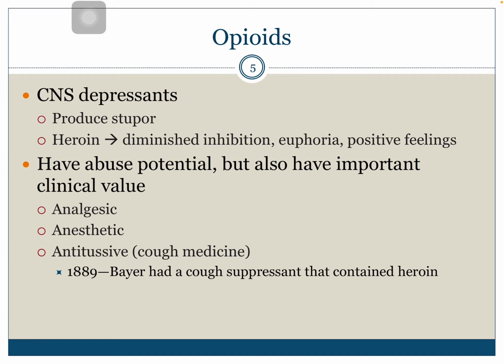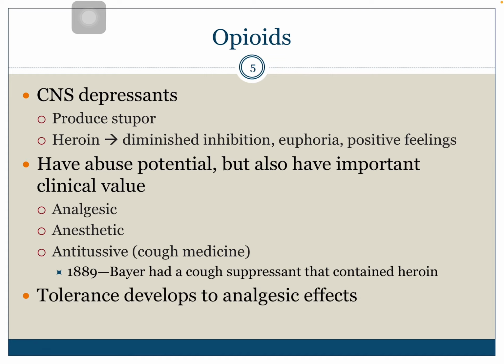suppressing cough. And one thing to note, though, is that you can develop a tolerance for the analgesic effects. So if you're taking an opioid for pain management, you have to be really careful about dosing, because you might find, oh, I'm taking this pill and it's not doing it anymore. I'm starting to experience more pain. It's not reducing my pain as much or at all.